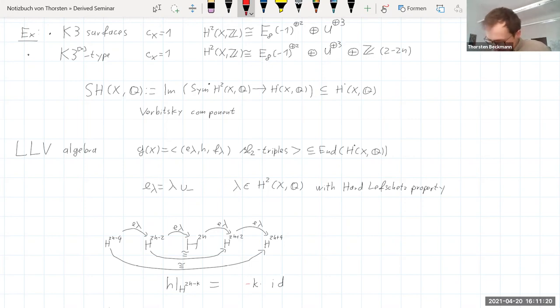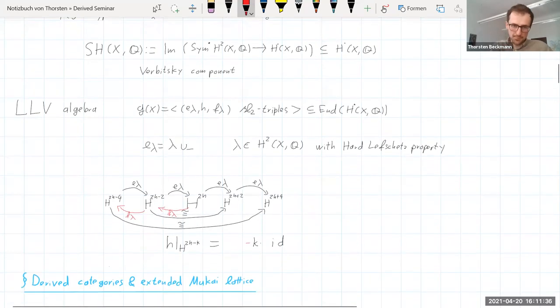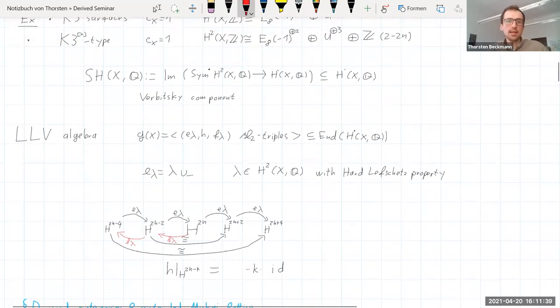And then f_lambda is just the dual Lefschetz operator. So f_lambda goes in the other direction, and together they form sl2 triples. And then we just consider the Lie algebra generated by all these elements.